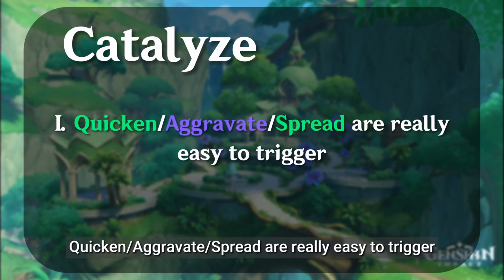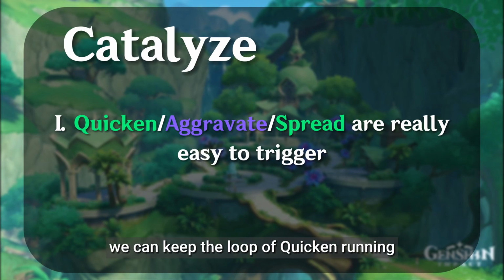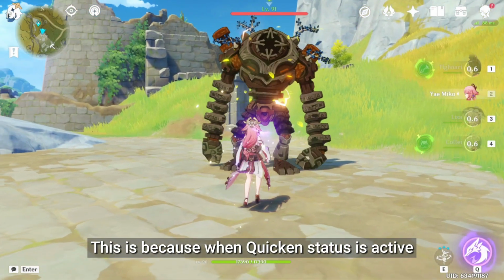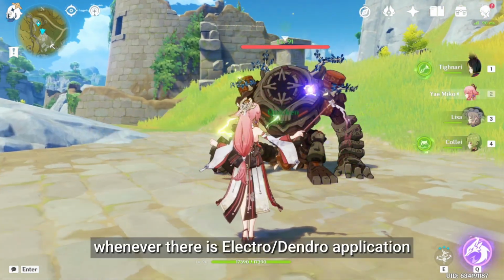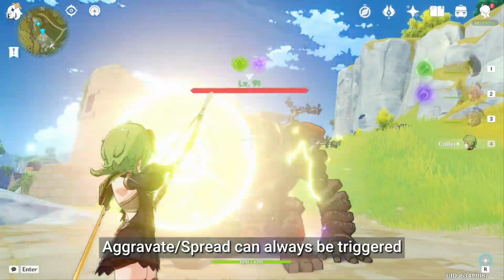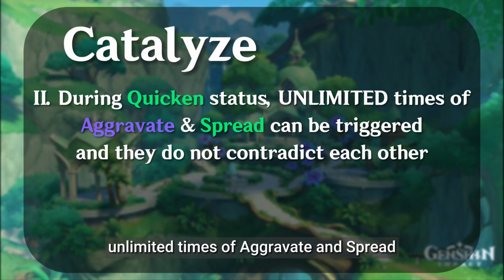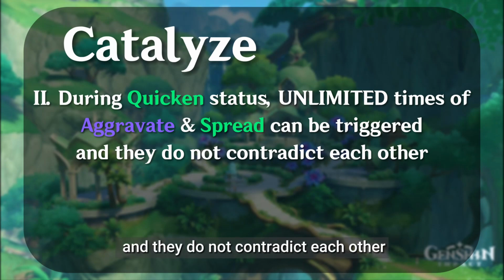First, Quicken, Aggravate, and Spread are really easy to trigger. As long as we consistently apply Electro and Dendro to the target, we can keep the loop of Quicken running, and keep triggering Aggravate and Spread. This is because when Quicken status is active, whenever there is an Electro and Dendro application, Aggravate and Spread can always be triggered.